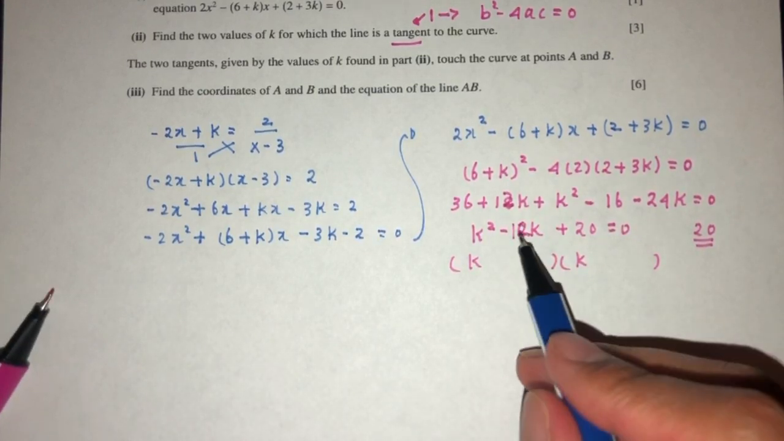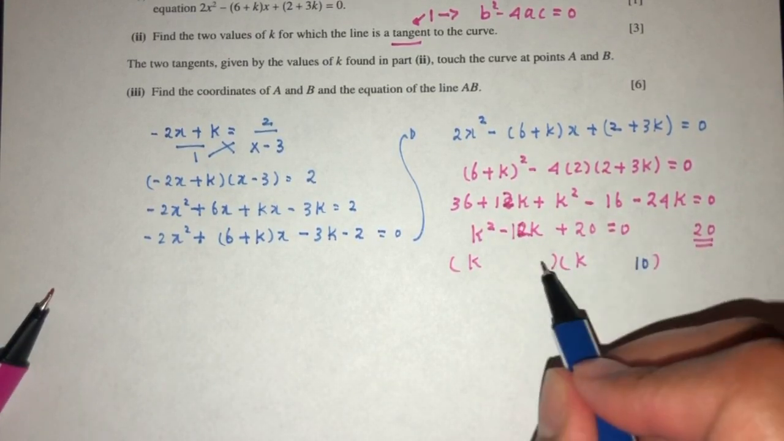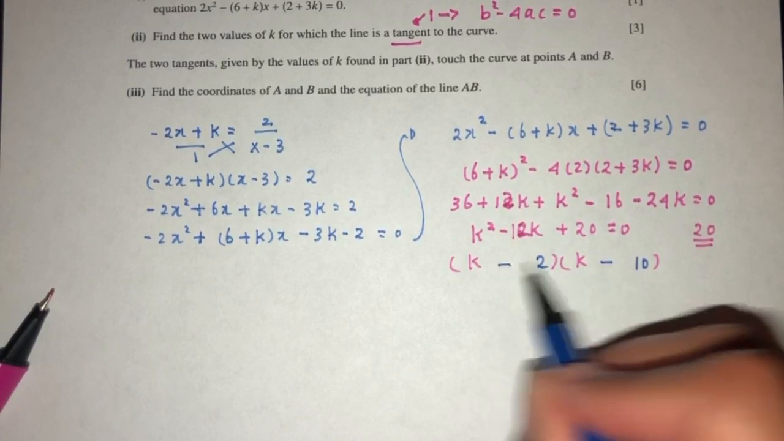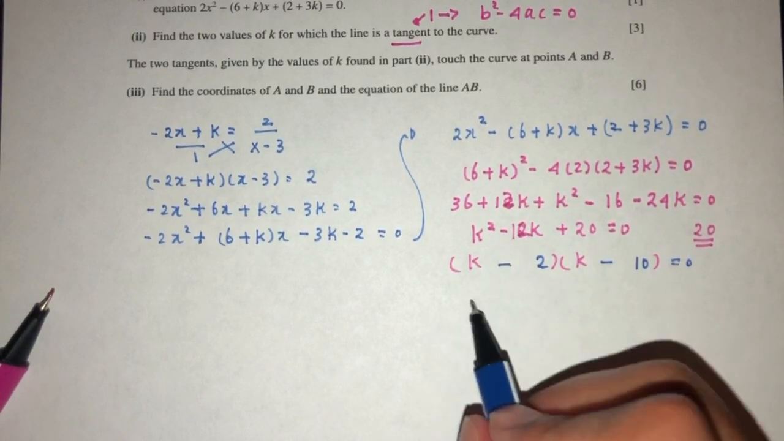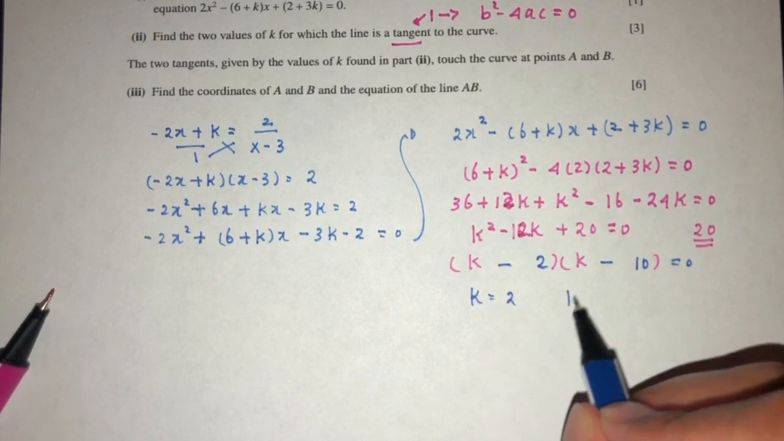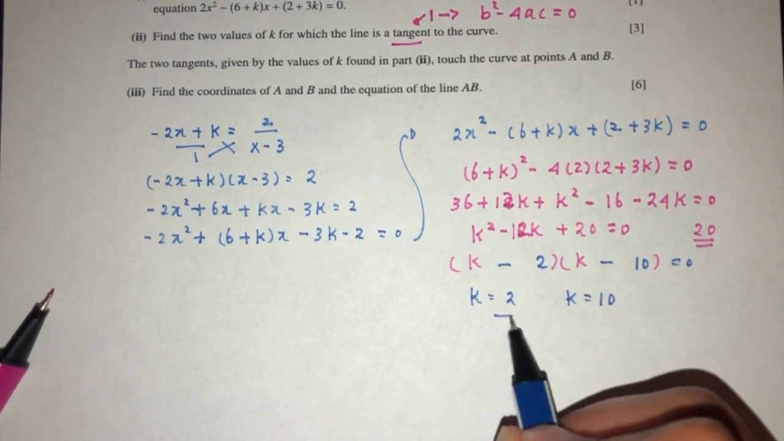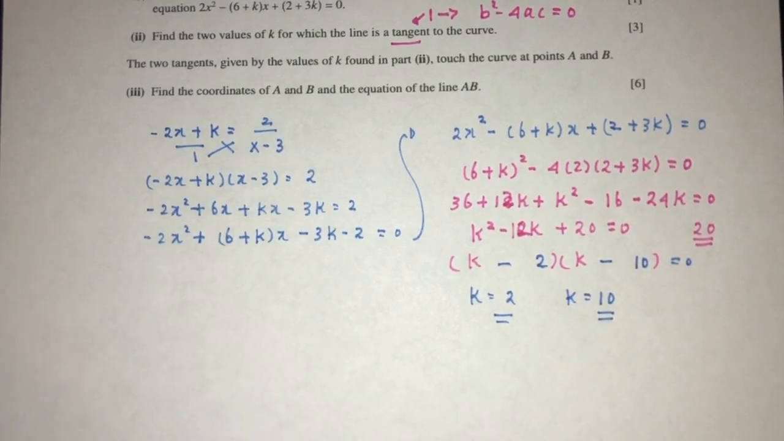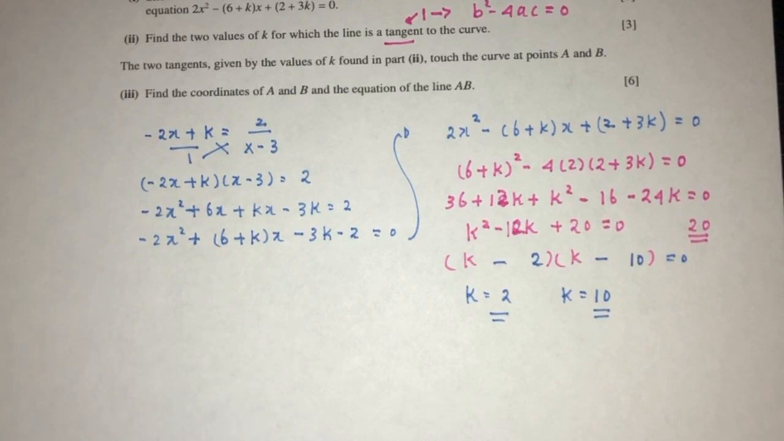So when you have minus 12 here, we have 10 here, and we have 2. That could be minus 10 minus 2 to get the value of minus 12. So k should be 2, and k should be the value of 10. So these are the two values of k. So be careful with the expansion, because you don't want to make any silly mistakes.